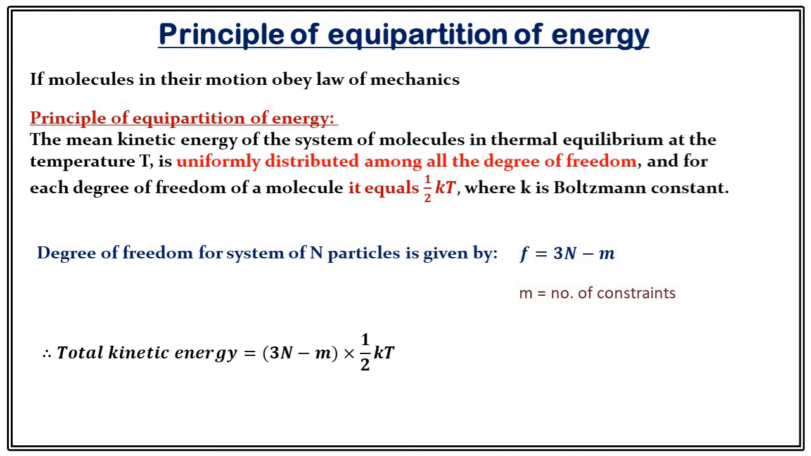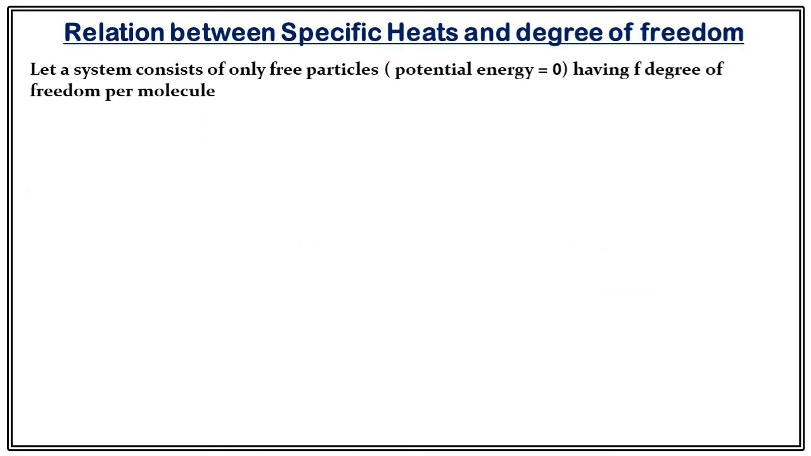Now we will utilize this idea to calculate very important quantities like specific heats. Let's consider a system consisting of only free particles. Okay, why free particles? Because for a free particle the potential energy is equal to 0. So the total energy of the particle will be equal to its kinetic energy. And now we will assume that F is the degree of freedom per molecule. It means you need F number of independent coordinates to specify the position and configuration of a single molecule.